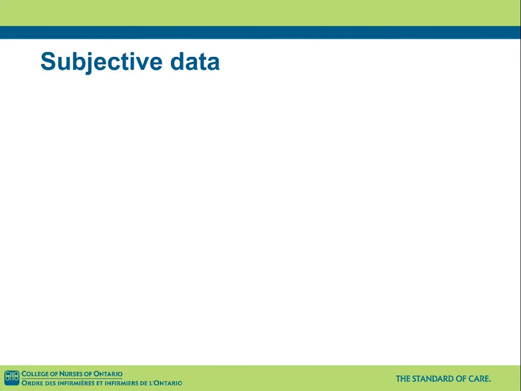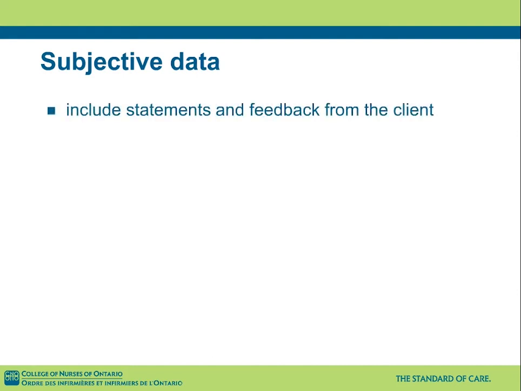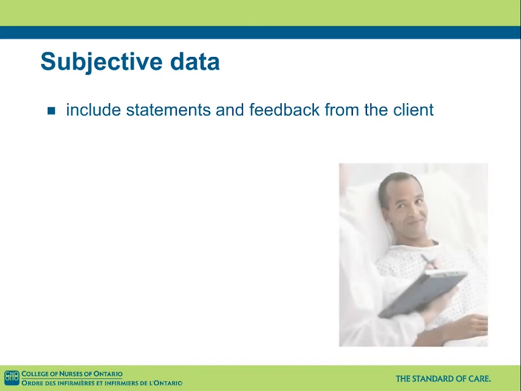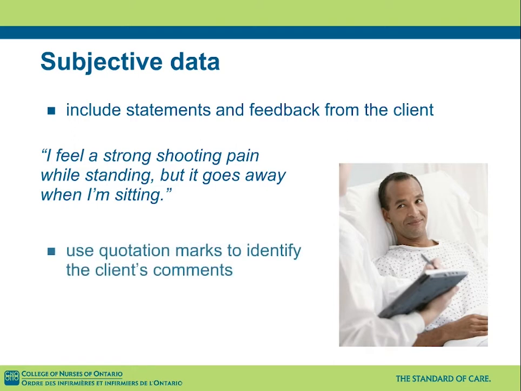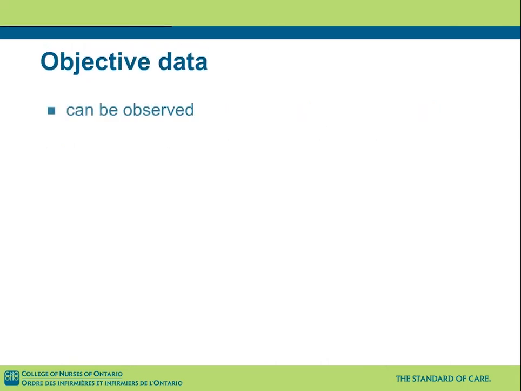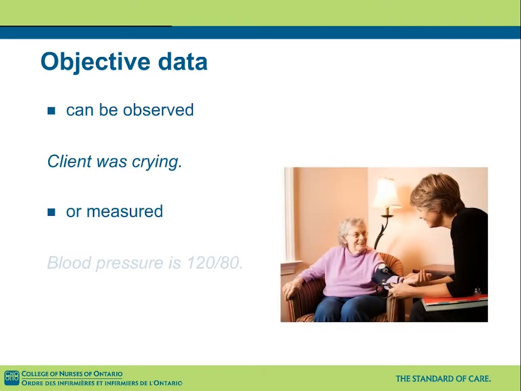Documentation should include both subjective and objective data. Subjective data includes statements and feedback from a client. For example, a client may describe his pain to you by saying, "I feel a strong shooting pain while standing, but it goes away when I'm sitting." When documenting subjective data, provide accurate examples of what the client said using quotation marks to identify his or her comments. Objective data is data that can be observed, such as client was crying, or measured, such as the blood pressure is 120/80.